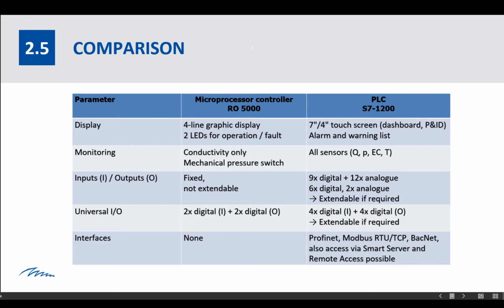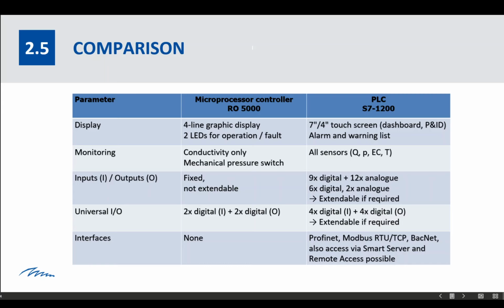In comparison, we can say that the old microprocessor controller has a more basic display, and the new one has a touchscreen, the dashboard, the P&ID on it, and an alarm and warning list, so much more information displayed. The monitoring itself for the old controller was only for conductivity, and we had a mechanical pressure switch. With the new PLC controller, we monitor all sensors like flows, pressures, electrical conductivity, and temperature.